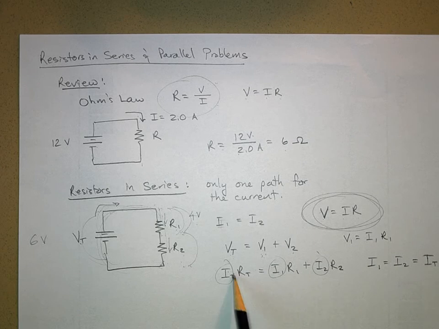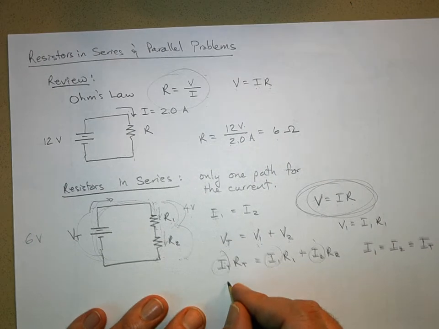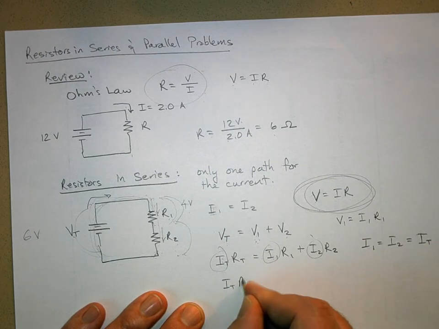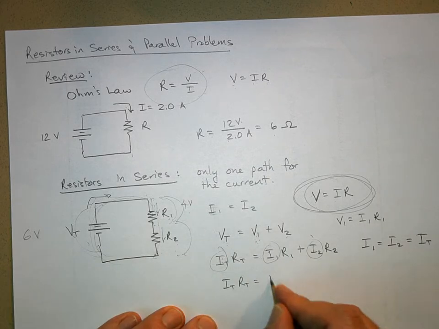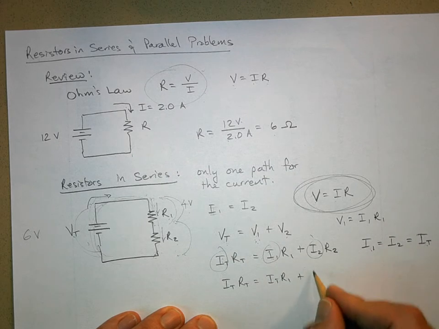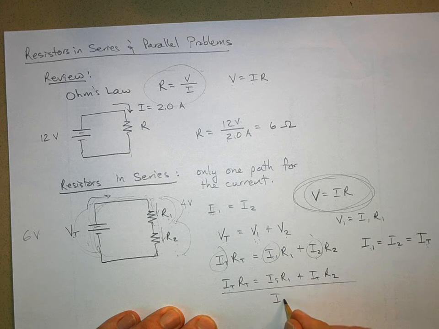So what can you do when you have something that's the same in every term of a mathematical expression that you learned in Algebra 1? Well, I'll show the step. We know that I1 equals the total current. I2 equals the total current. Well, now I've got the total current in each term. I'm going to divide by it, and it cancels out.